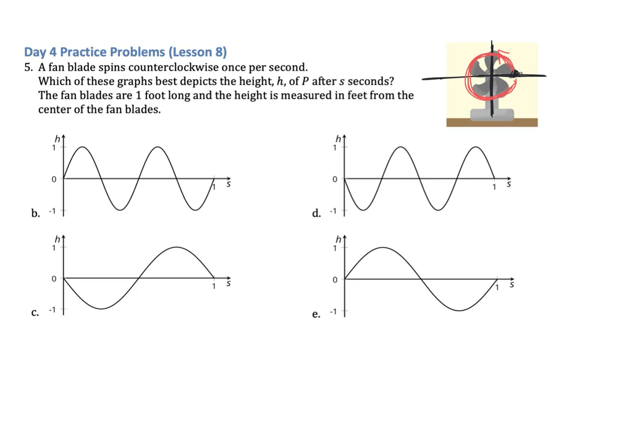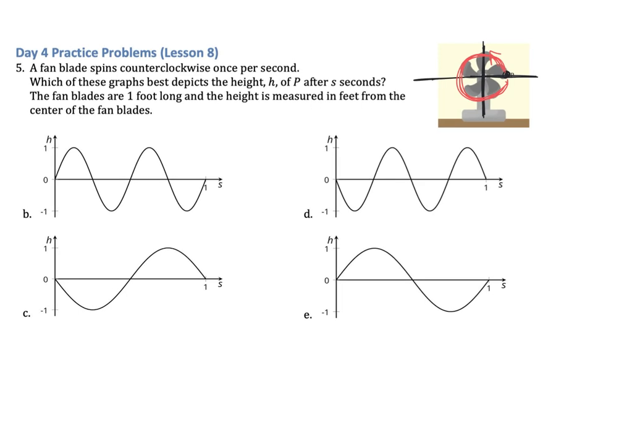Well, if this is your x-axis right here, then this is starting at 0. And then as time goes on, we are looking at the height of that point. If it's going counterclockwise, that means it's going up and to the left, and so the height is getting taller. So this could be that graph. Could this one be the graph? No. Could this be the graph? No. But this could also be that graph. So how do we know which graph it is?